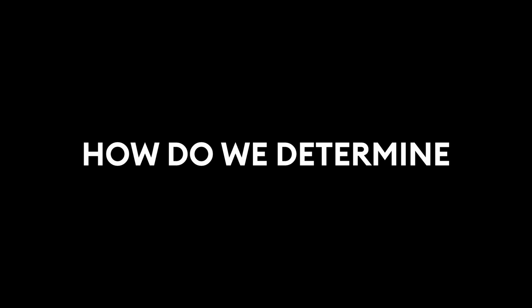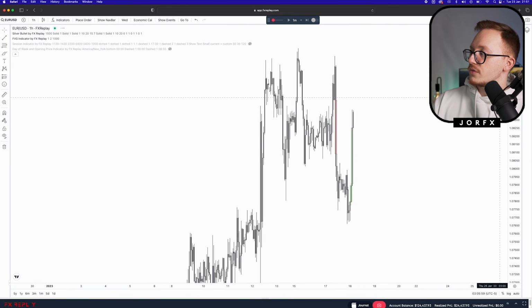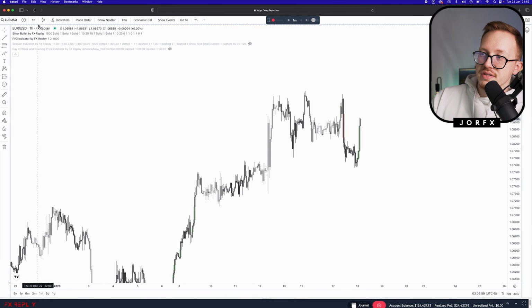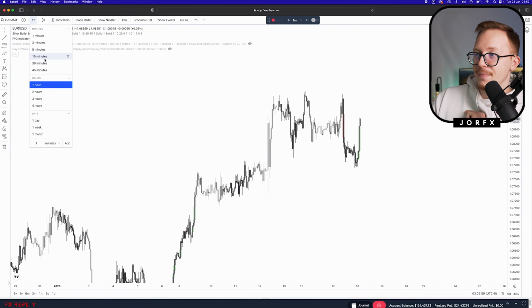Now, the second thing is how do we get our bias? How do we determine if we are going for sell side or if we're going for buy side? Now, to determine that, I want you to zoom out a little bit. If you're in doubt, zoom out. And it's exactly the same with this strategy. You have to zoom out a little bit to get your bias. And as you can see right now, what is the 1 hour? The 1 hour is in a massive incline. It is in a buy position.